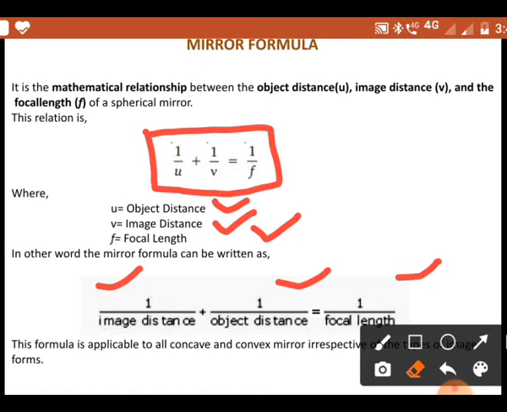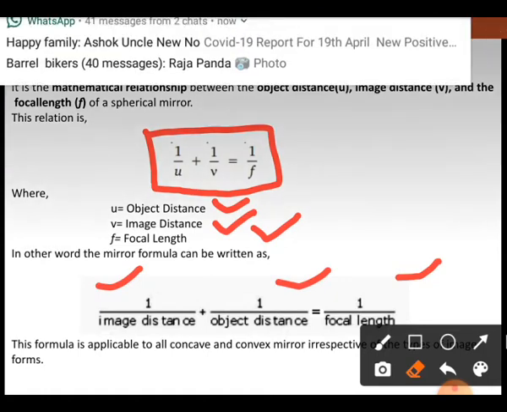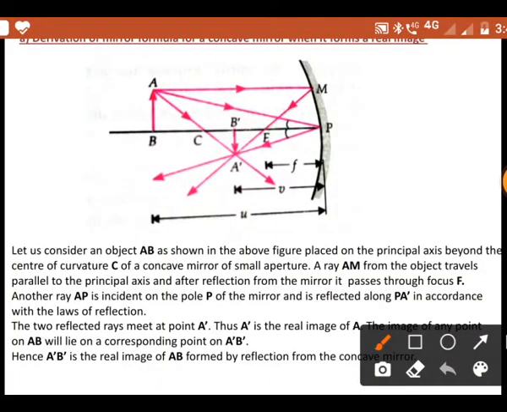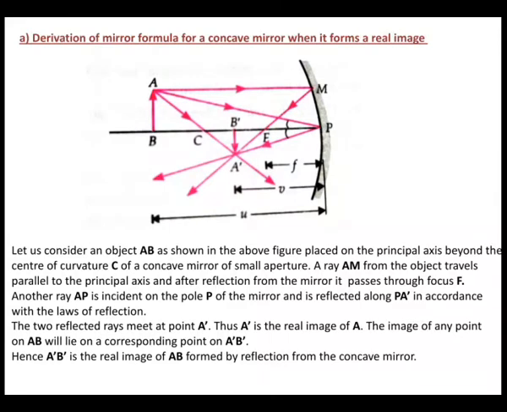Everyone knows, in case of a concave mirror we get a real image when the object is situated beyond C, or at point C, or in between center and focal length. So let's consider the object is situated beyond C. Derivation of mirror formula for a concave mirror when the image is a real image.